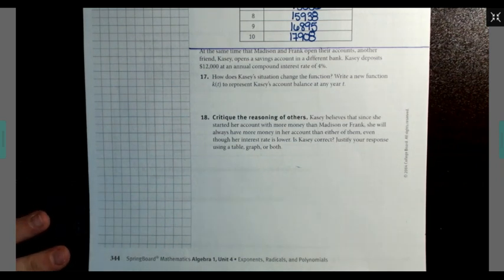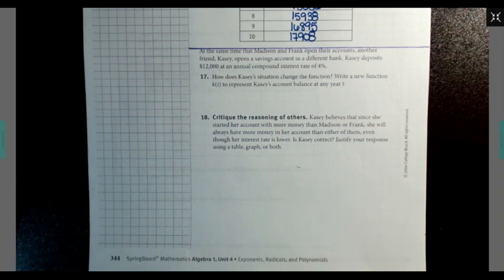Number 17 through 19. At the same time that Madison and Frank open their accounts, another friend, Casey, opens a savings account at a different bank. Casey's deposit is $12,000 at an annual compound interest rate of 4%. How does Casey's situation change the function? Write a new function, K of T, to represent Casey's account balance at any year T.